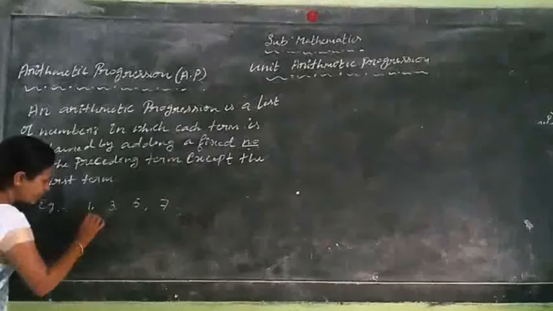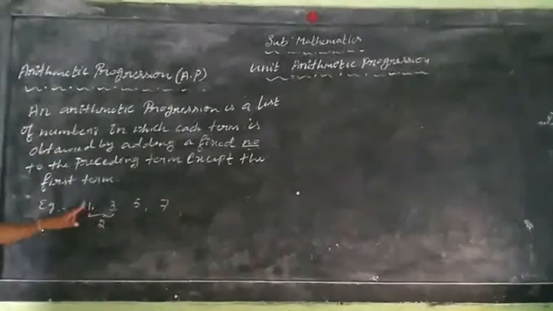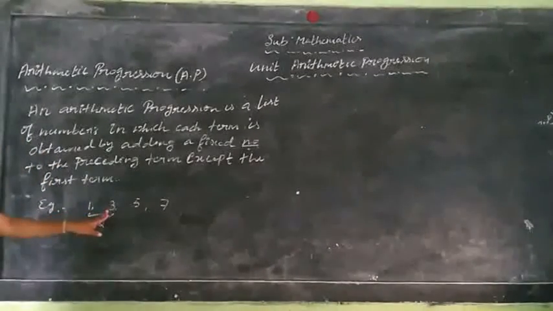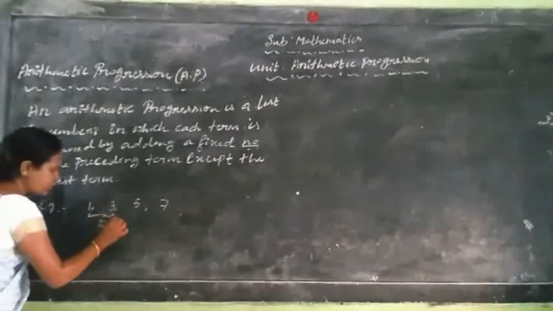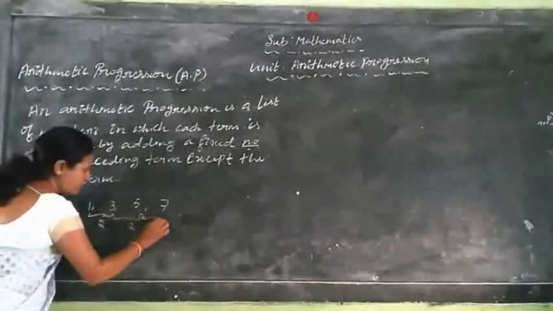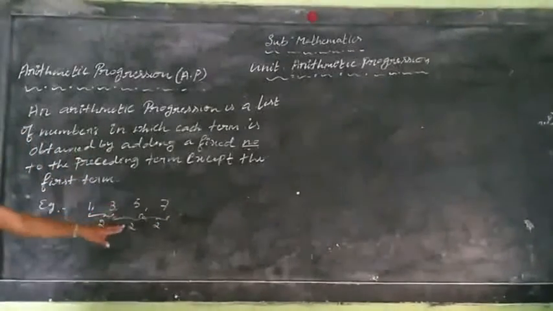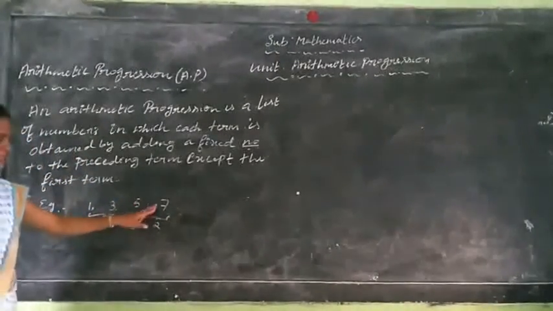If we add 2 to 1, we get 3. So in the same way, for 3 also we have to add 2. And 5 also we have to add 2. So 1 plus 2 is 3. 3 plus 2 is 5. 5 plus 2 is 7.